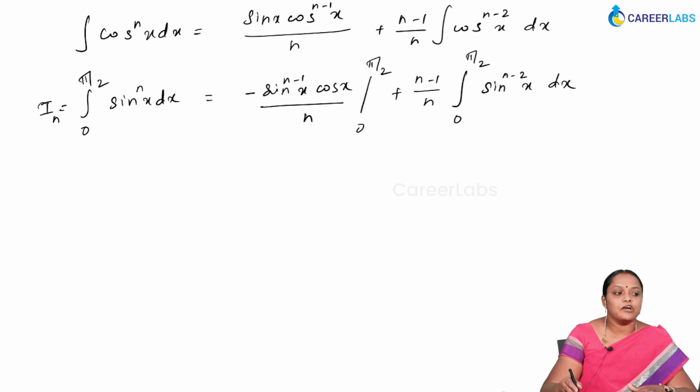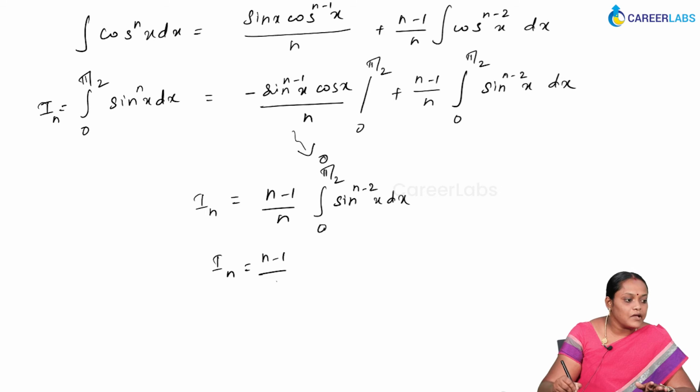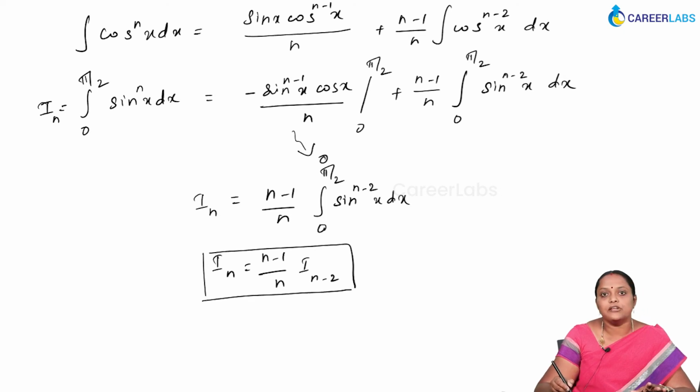So what will happen when you apply the limit as pi by 2, the cos term will become 0. When you apply the lower limit as 0, sin 0 will become 0. So obviously for both limits this is going to become 0. So the remaining is n minus 1 by n integral 0 to pi by 2 sin power n minus 2 x dx. You are just going to denote this by I n minus 2. Therefore I n is equivalent to n minus 1 divided by n I n minus 2. Okay, so this is the expression. Based on this expression we are going to deduce the cases.